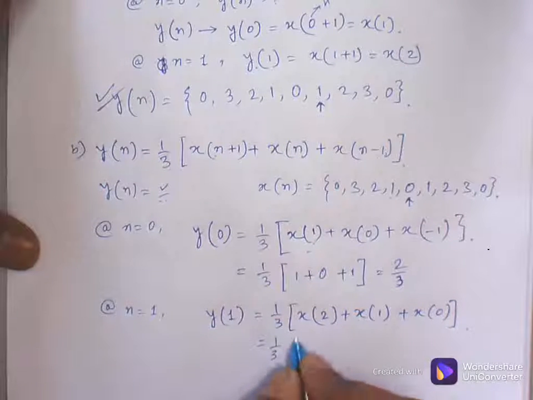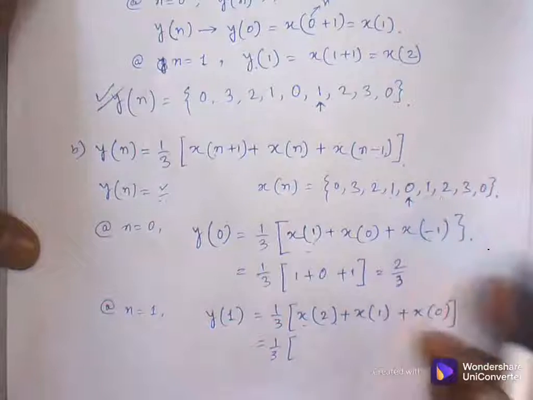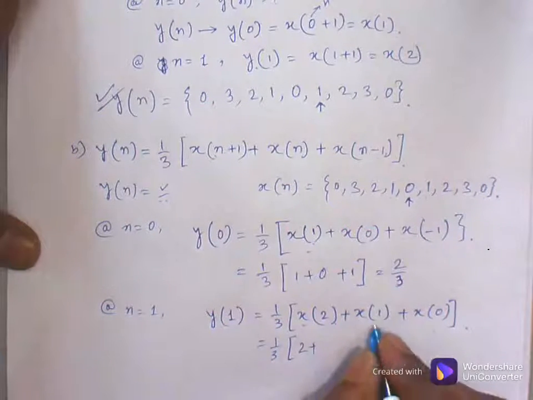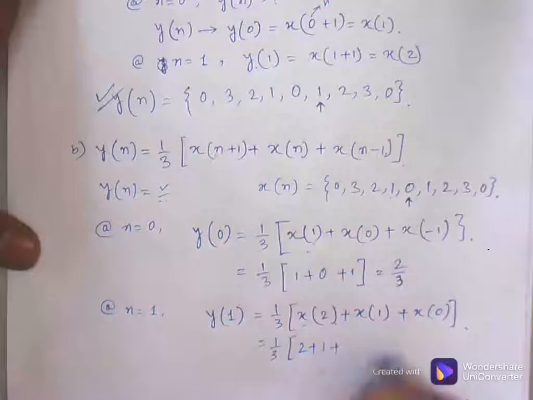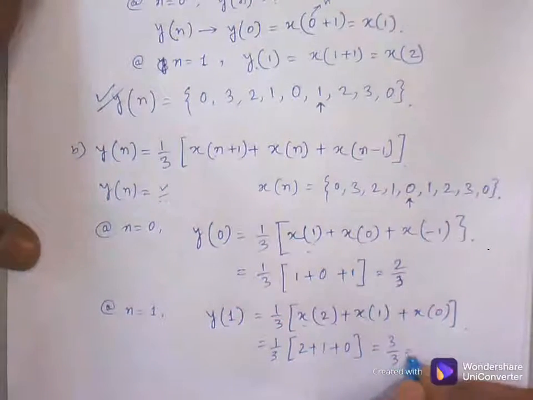So 1/3 x of 2. What is the value of x of 2? x of 1, 2. That is 2 plus x of 1, 1, and x of 0, 0. So 3 by 3, that is 1.